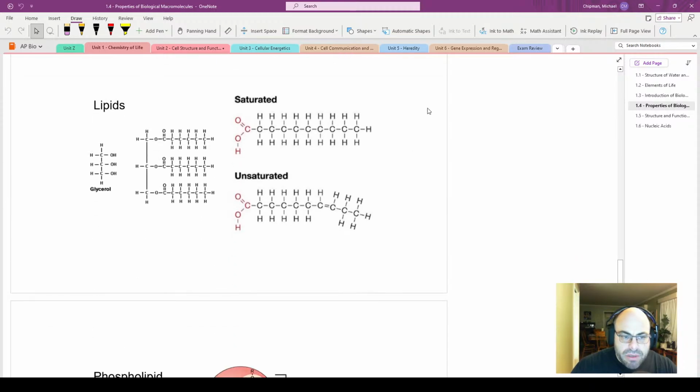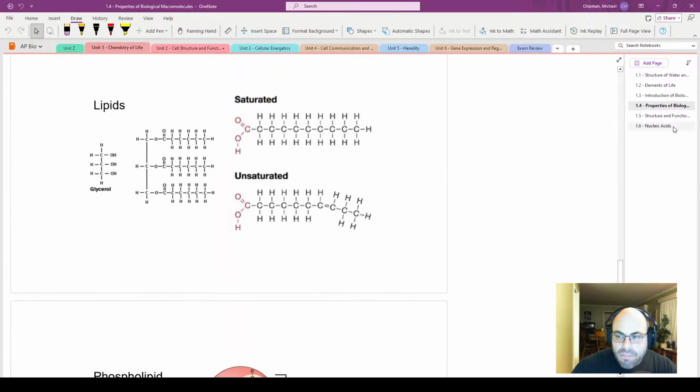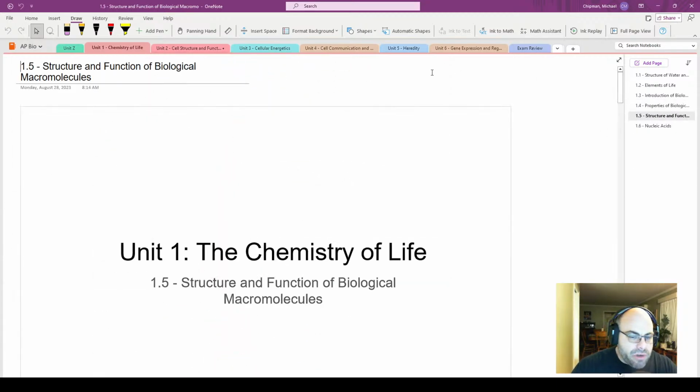Let's see, what else? Lipids, talked about that. There's special kinds of lipids. So, structure and function, very important.